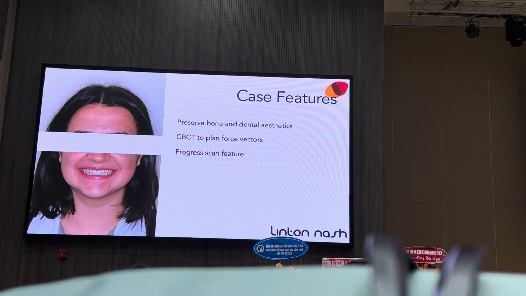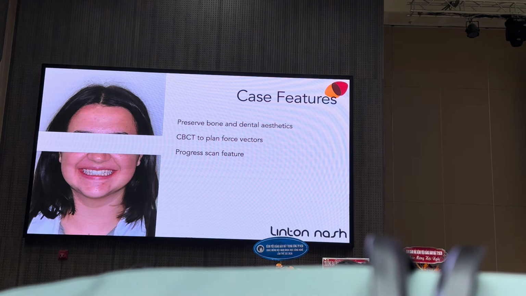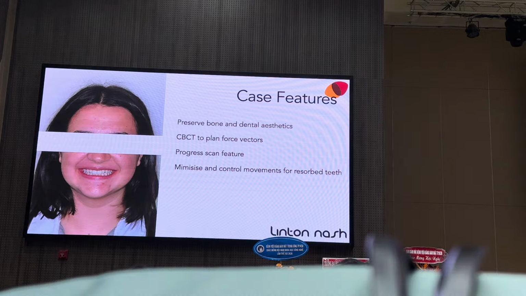Using progress scans allows you to go back and forward with your aligner numbers without having to move too far forward and then do a refinement, which means you can save the patient time. There are AI tools now that can do this progressively, including some that patients can scan at home. You minimize the movements for those teeth, and you want to make sure you're really slowing it down where those teeth are resorbed.